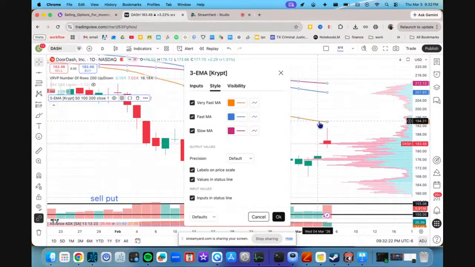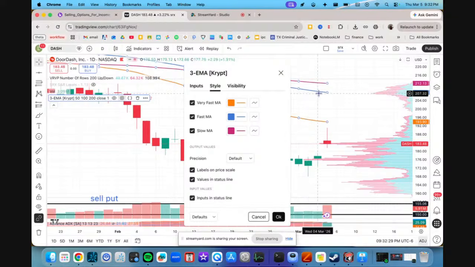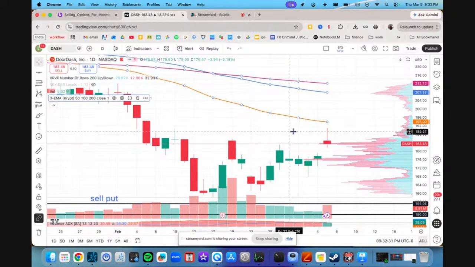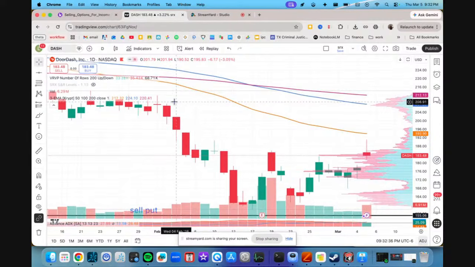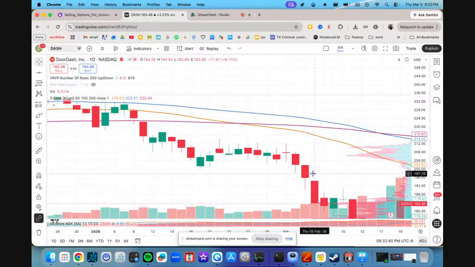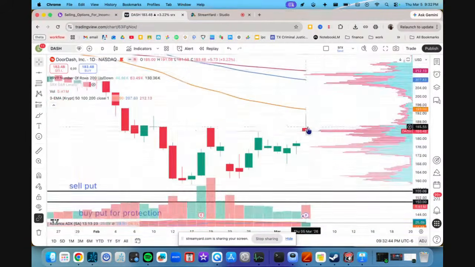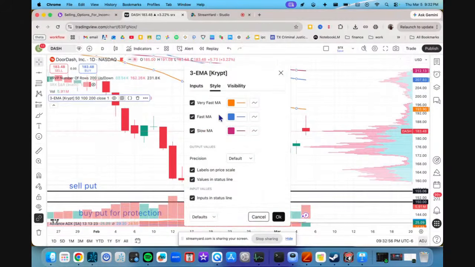The 50-day moving average is the orange. The 100-day is the blue, and then the 200-day is the purple one. So you can see here, DoorDash has been below the moving averages pretty consistently since around January. However, we did see a big up move today. So that could be an indication that we might get close to this longer moving average. This could be a possible trade for a long dated option.